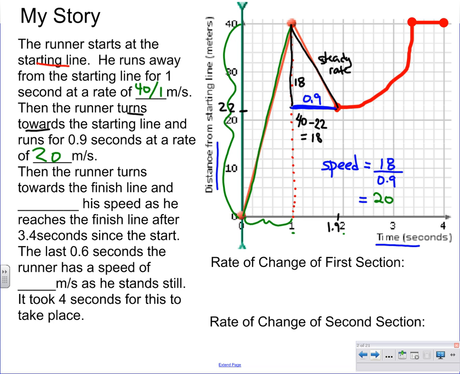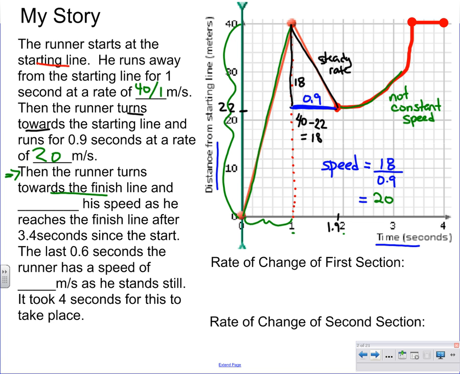Then, let's use a different color here, I see the runner turns, because again it's starting to increase his distance from the starting line. So he turns and he's running towards the finish line. I'm talking about a direction. And his speed is changing. This is not a constant speed. Okay, and what about his speed as he reaches the finish line.